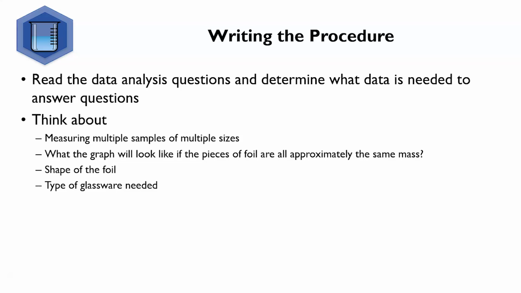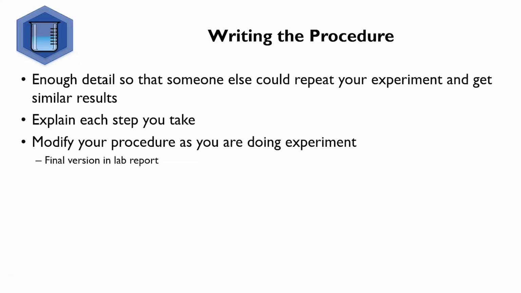As a general rule, you always want to use the smallest glassware possible, as it tends to be the most accurate when dealing with the volume you're measuring. You do need to write down the procedure with enough detail that someone else could repeat the experiment with only your procedure and get similar results.